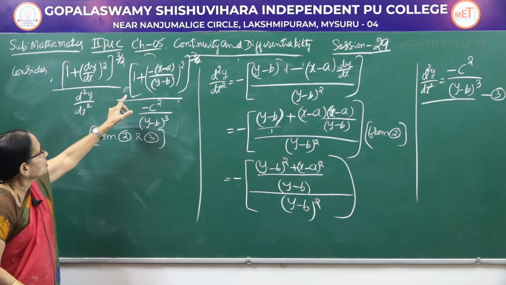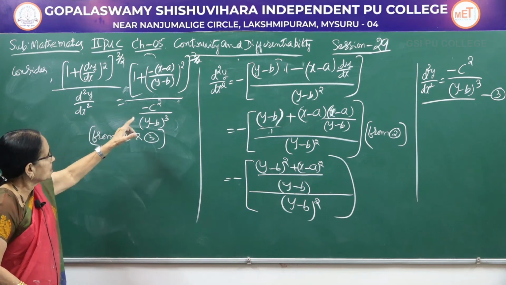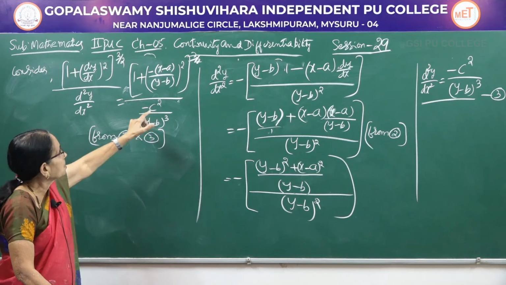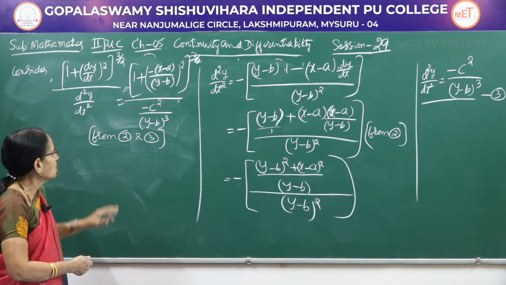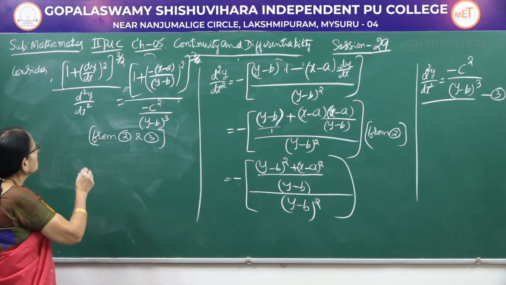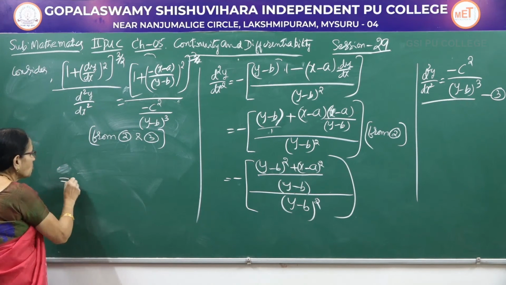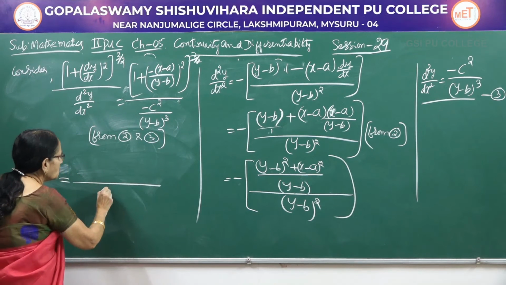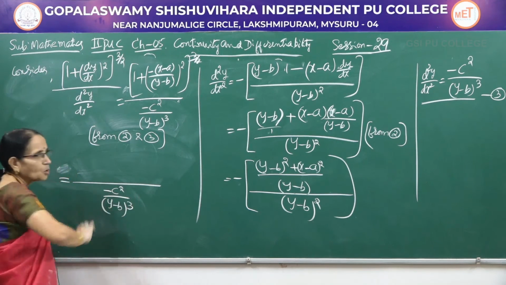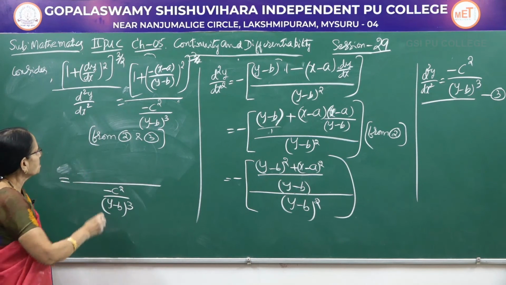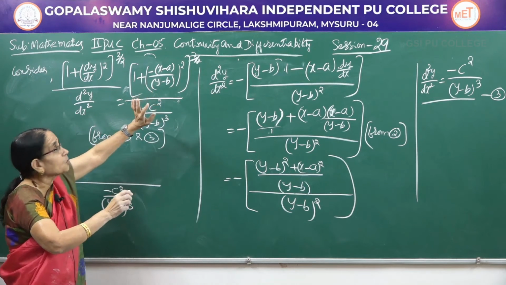1 plus minus of (x minus a) by (y minus b) the whole square, to the power 3 by 2, and divided by minus c², that is there, (y minus b) the whole cube, from the second and the third result. Now it is equal to, this is the given expression. Now write carefully. In the denominator, let me write first, minus c² divided by (y minus b) the whole cube. Look at the numerator inside the square bracket. We will come to the higher power 3 by 2 afterwards.